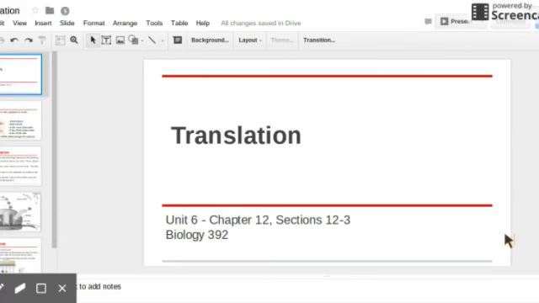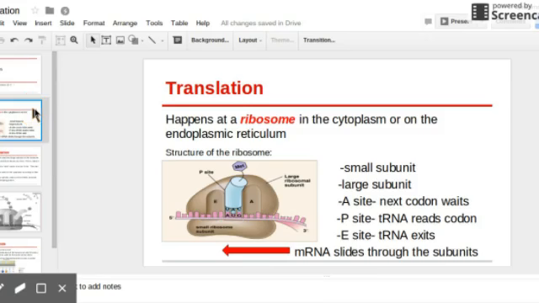Now that you learned about transcription, it's time to learn about translation, the second phase of protein synthesis. The first thing that you need to know is that translation, unlike transcription, occurs in the cytoplasm, on the ribosome, or on the endoplasmic reticulum.